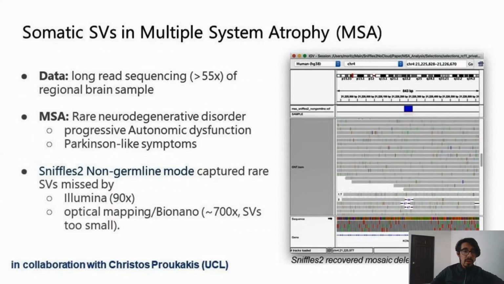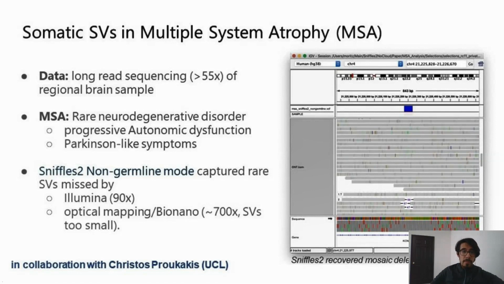So we apply this to a long read dataset of 50x coverage of a brain sample. This sample is from an individual that has a rare neurodegenerative disorder called MSA. This disorder has progressive autonomic dysfunction and Parkinson-like symptoms. Here we show you on the right side the actual data. This is not an example. So here, most of these reads do not contain any information regarding the presence of a structural variant, except for 3 of them.